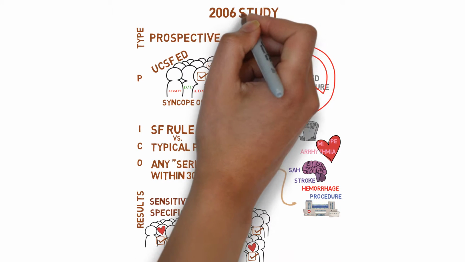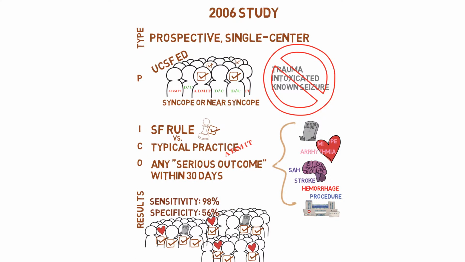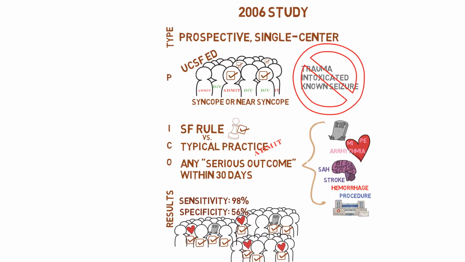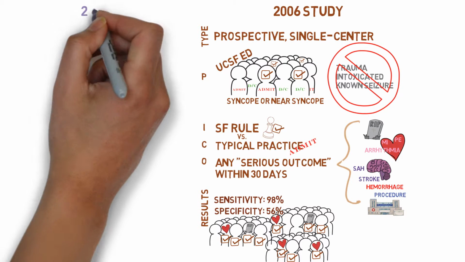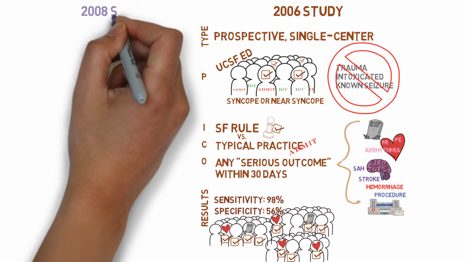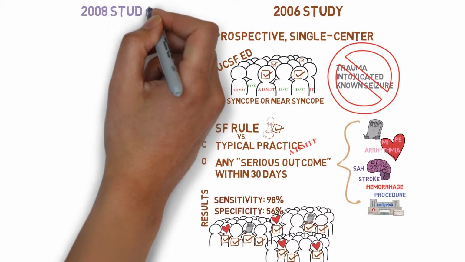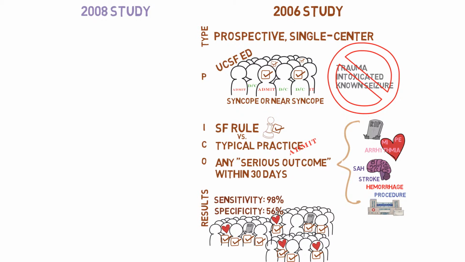That all sounds great, doesn't it? Well, it turns out that when the good researchers in San Francisco tested their own rule out in San Francisco, it did look like a great rule. The problems only started when people outside of San Francisco started testing the rule on their own patients. There was a 2008 study, also published in the Annals of Emergency Medicine, that came to a very different conclusion from that in the 2006 paper.